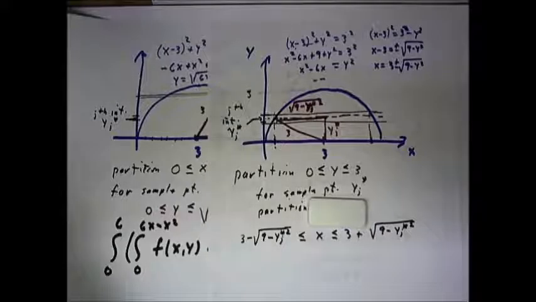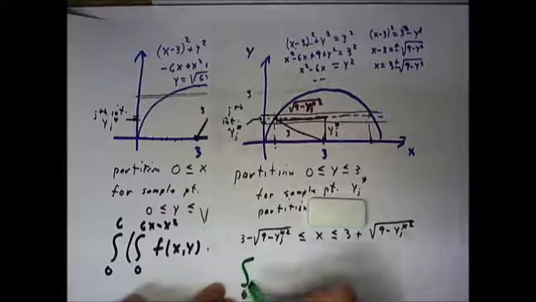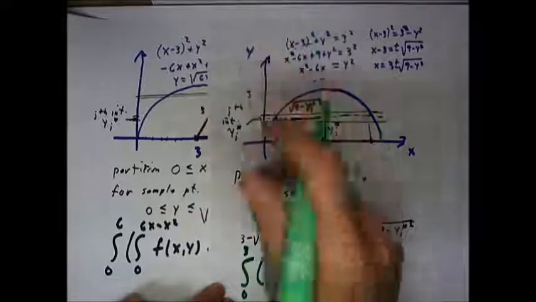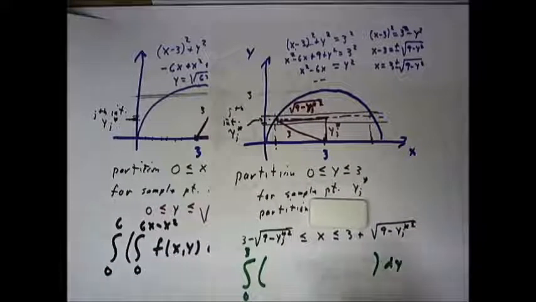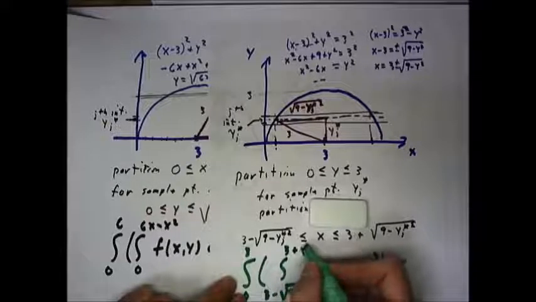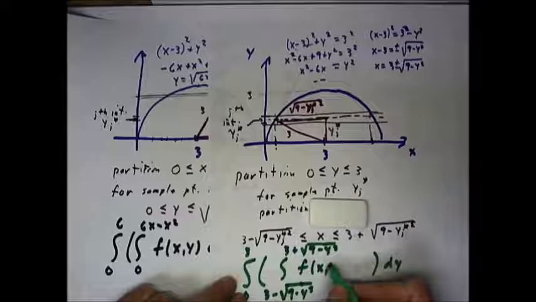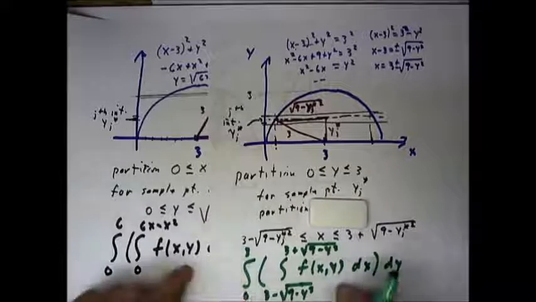This leads us to the integral. First, the outer integral is from 0 to 3, because we started by partitioning the entire y interval, and that's going to be with respect to y, and then we're going to have to integrate over this strip with respect to x, so that's going to be the integral from 3 minus the square root of 9 minus y squared to 3 plus the square root of 9 minus y squared of our function f of xy dx, where again our f of xy simply depends on what quantity it is we're trying to find.